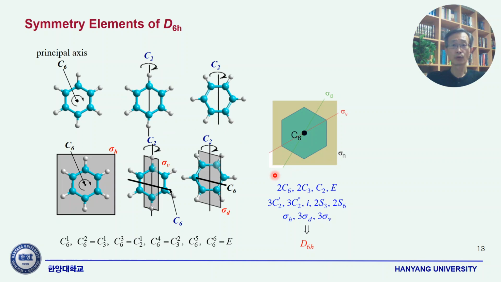All these symmetry elements share a common point, which is the center of the molecule in this case. And so this we call a point group. The symbol for this point group is D6h. We'll talk about how we obtain this symbol. This symbol is called the Schönflies symbol, because we are following the Schönflies system, a systematic way of finding the point group symbol.